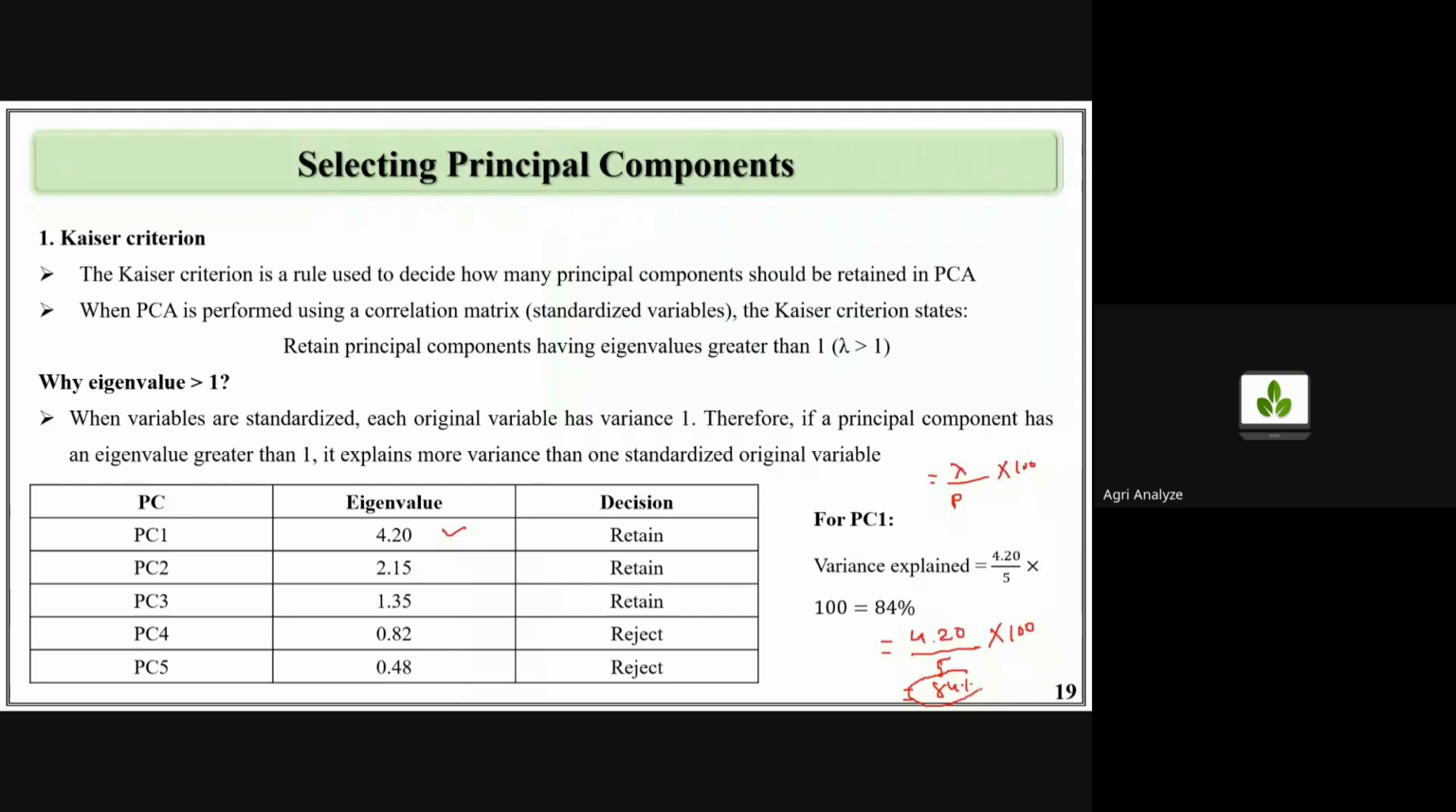It means out of 100% of variation of our data, PC1 explains 84% of the variation. The remaining 16% of variation is explained by PC2. If 16% is remaining, then PC2 explains some part of it. It was just an example.